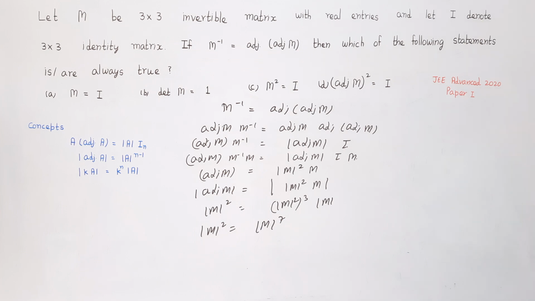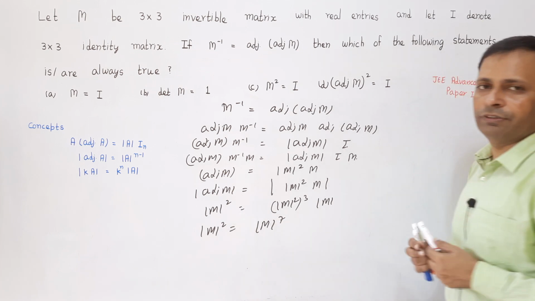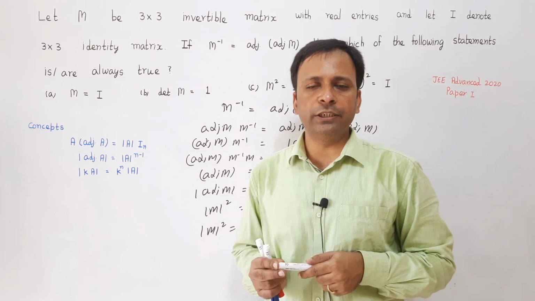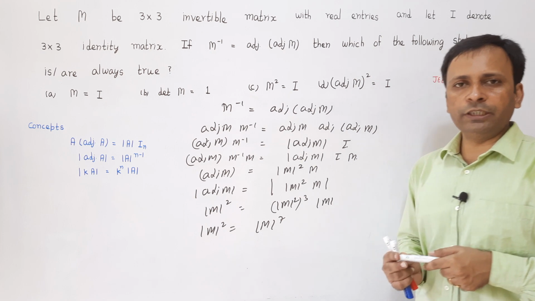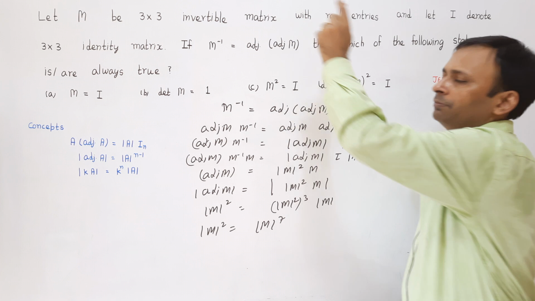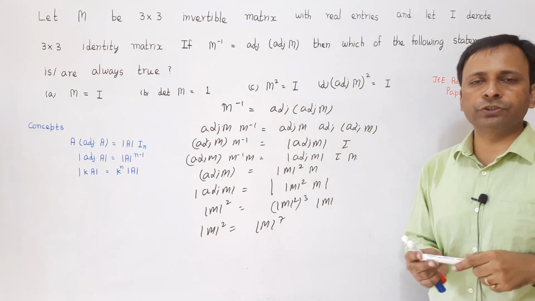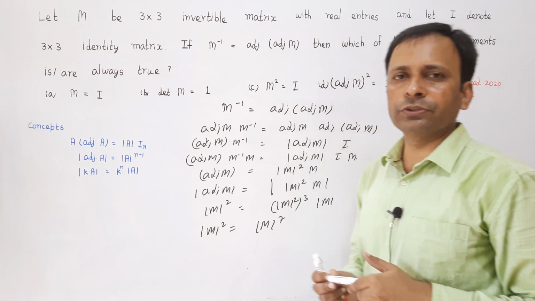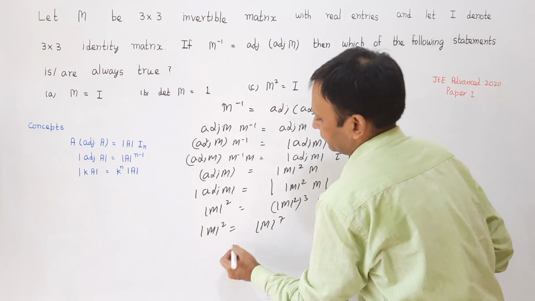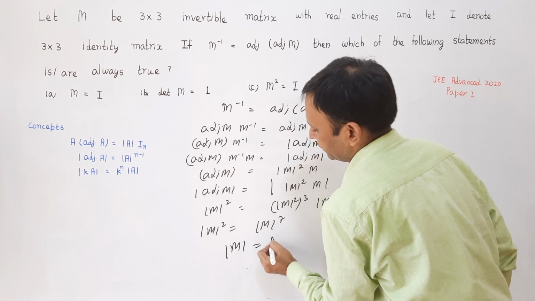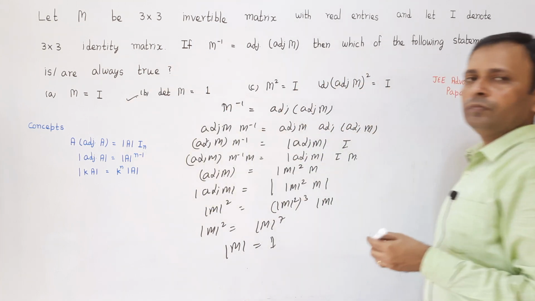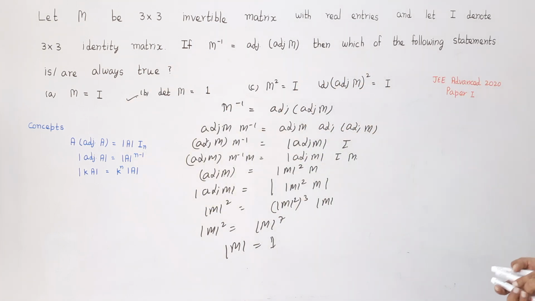Now here these two sides will be equal only when either determinant of M is equal to 0 or determinant of M is equal to 1. But determinant of M cannot be 0. Why? Because in the question it is given that this matrix is an invertible matrix, so its determinant cannot be 0. So the only option we are left with is that determinant of M is equal to 1. So finally what we get is the determinant of M is equal to 1, which is matching with option B. That means option B is a right answer.